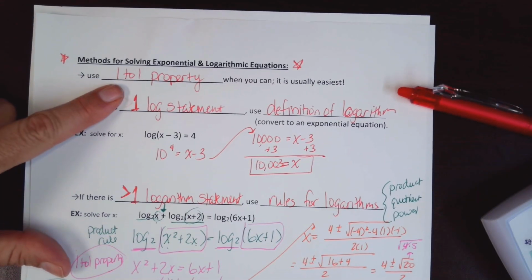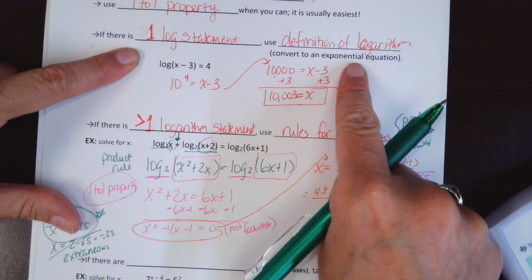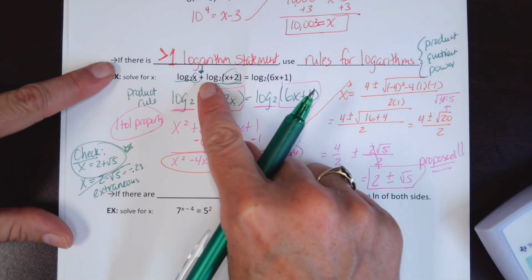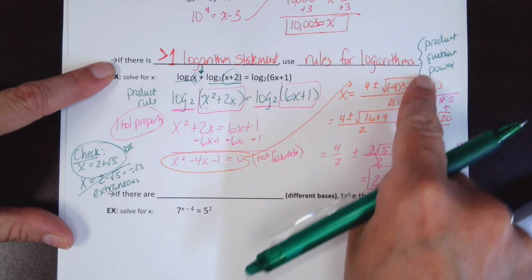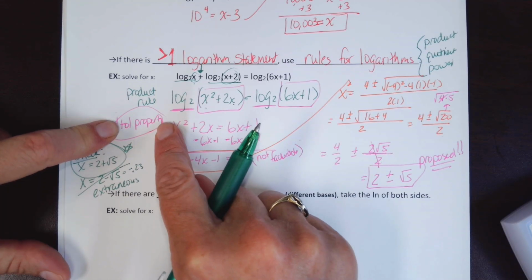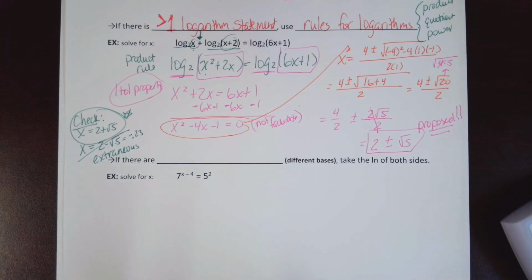If I can use the one-to-one property straight off the bat, use it. If I have one log statement, use the definition of logarithm and rewrite it in exponential form. If I have more than one log statement, use my rules for logarithms, and then if I can, use the one-to-one property.